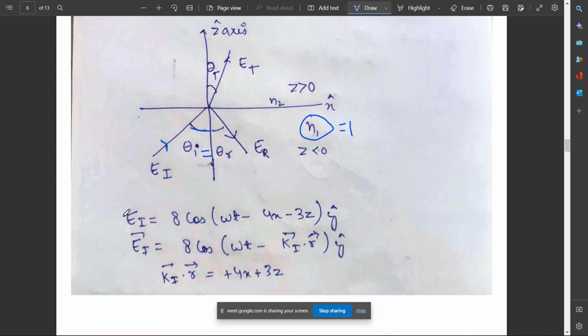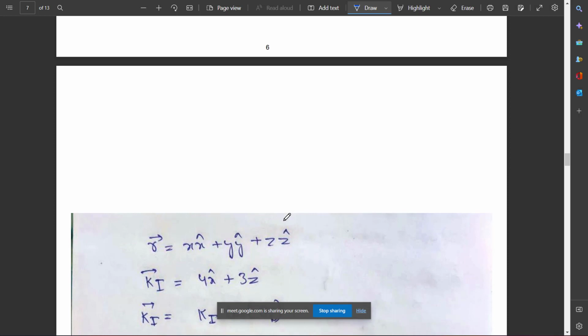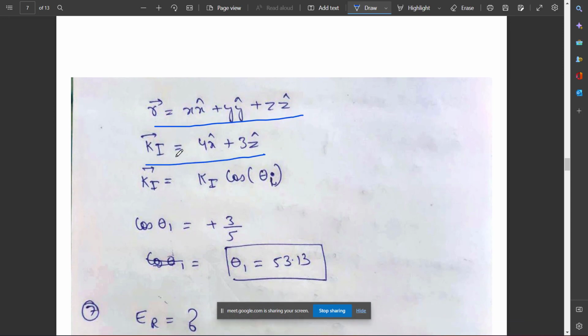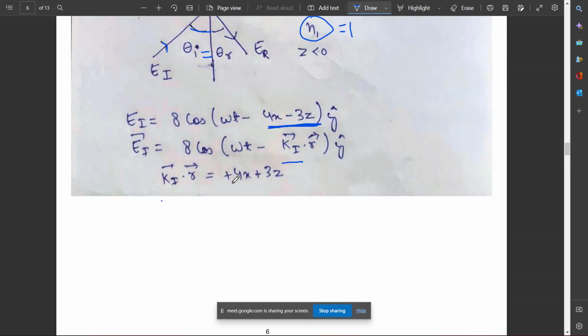So our incident electric field is given as 8 cos(omega t minus 4x minus 3z). For the direction of propagation, instead of writing 4x minus 3z, we can write it as ki vector dot r vector. So ki dot r here is 4x plus 3z, and r vector here is x cap, y cap, z cap. The propagation vector here is 4x plus 3z. Putting everything, kz will be ki cos theta 1, or theta i, and the magnitude will be 5, right?